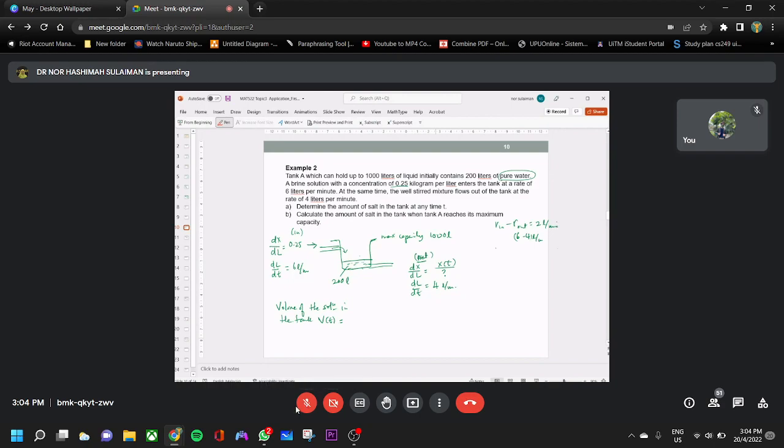Kalau 2 liter per minit maksud dia apa? 1 minit dia akan berkurang sebanyak berapa? 2 liter. Okey. Dia berkurang ke dia bertambah? Bertambah. Dia masuk cepat, dia keluar lambat. Betul. Masuk cepat, keluar lambat. Bertambah lah kan. So maknanya dia akan naik ke atas lah kan volume ni.